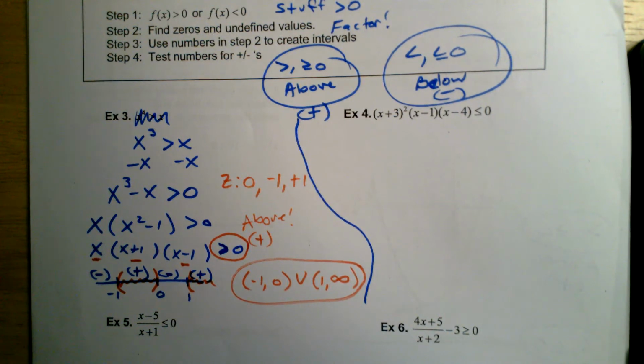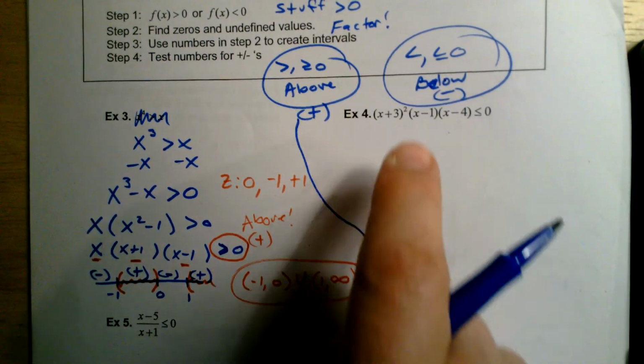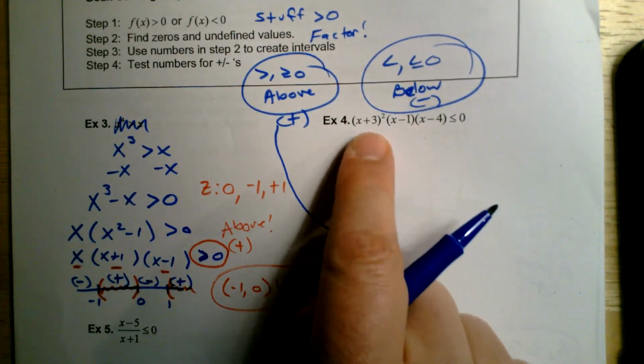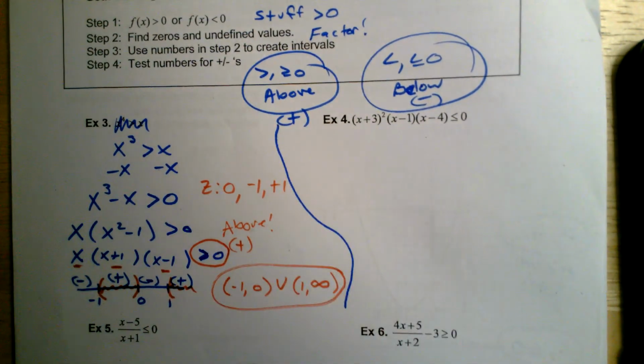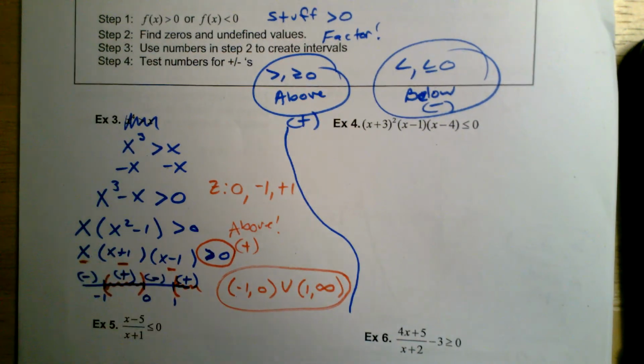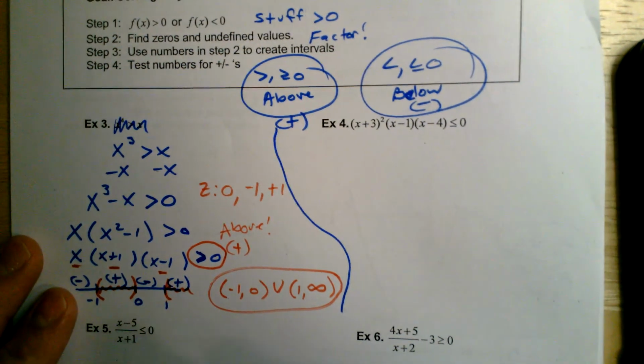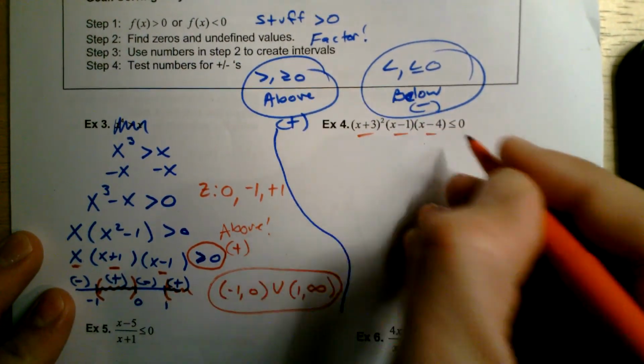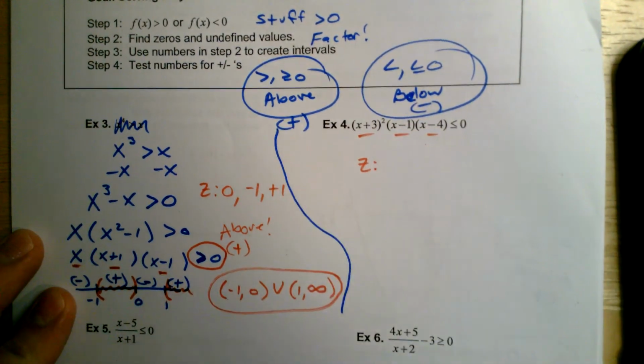All right. Now, when I take a look at the next one, example 4, I like this one already because I don't have to do any factoring. When I take a look, it's already factored for me. It looks like this already. I'm ready for my zeros. So my zeros are what makes those quantities equal to 0.